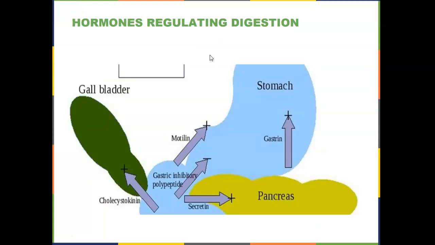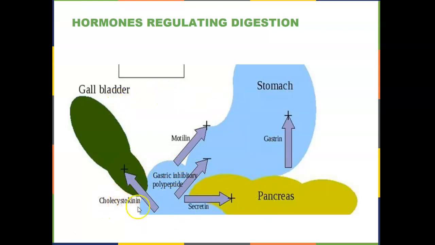Last, we'll talk about regulation of the digestive process. You need to know about these 5 hormones right here, as you see: secretin, gastric inhibitory polypeptide, motilin, cholecystokinin, and gastrin. The pluses mean these are stimulatory hormones. The negative right here means this is an inhibitory hormone, as this suggests right here. The arrows are from the source to the organ they act on.